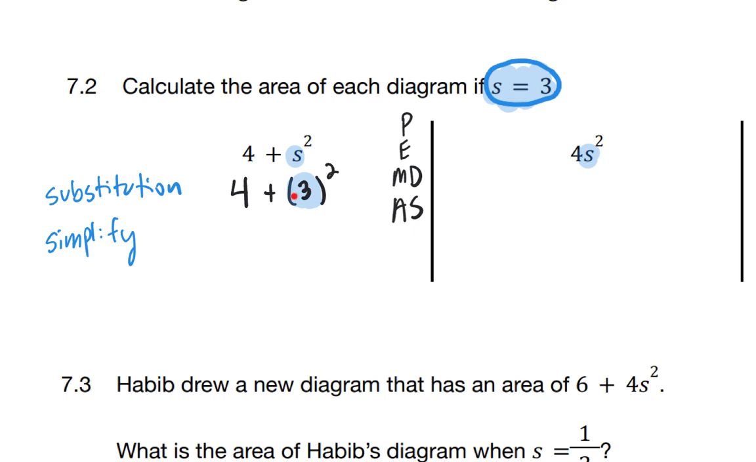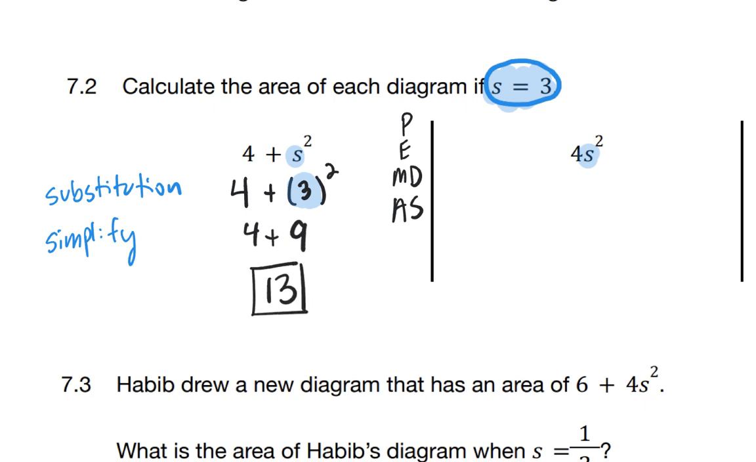Parentheses, nothing to do inside the parentheses. So you go to exponents. Exponents: 3 to the power of 2. Right? 3 to the power of 2 is 3 times 3, not 6. It's 3 times 3. So that's 9. And then you rewrite. And then 9 plus 4, 13.